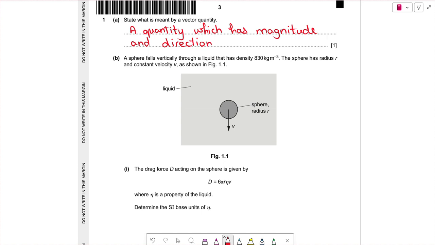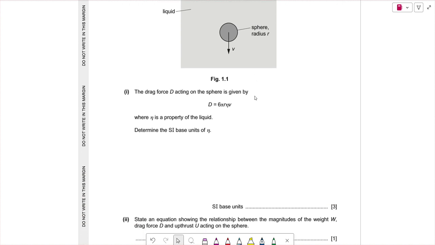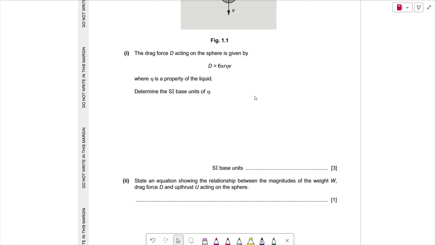In part B, a sapphire falls vertically through a liquid that has density 830 kg per meter cube. The sapphire has radius r and constant velocity v as shown in figure 1.1. As we can see in the diagram, this sapphire is falling inside this liquid and it's traveling with a velocity v, and the density of the liquid is 830. The drag force D acting on this sapphire is given by D is equal to 6 pi r eta v, where eta is a property of the liquid. Determine the SI base units of eta.